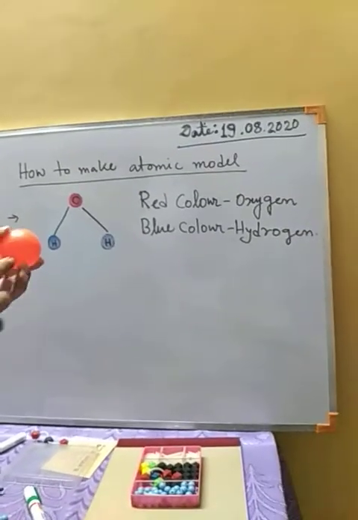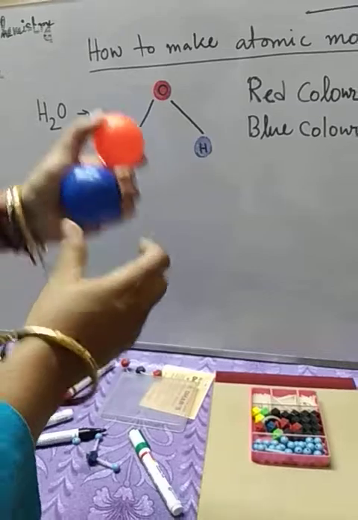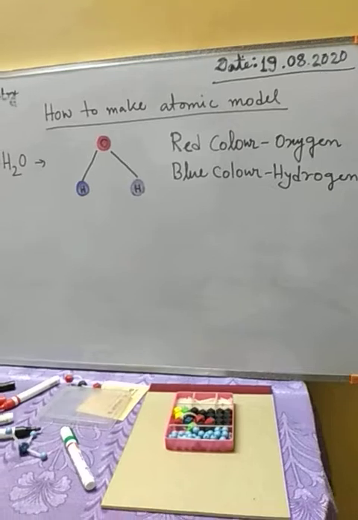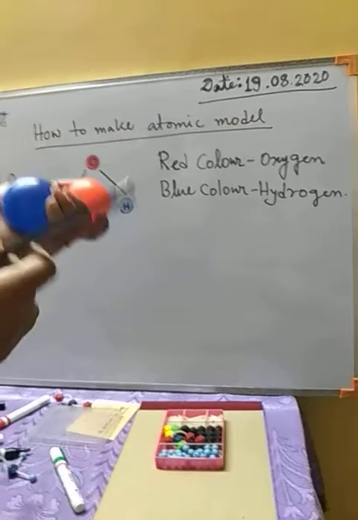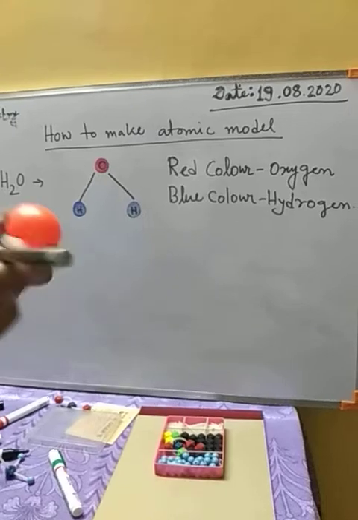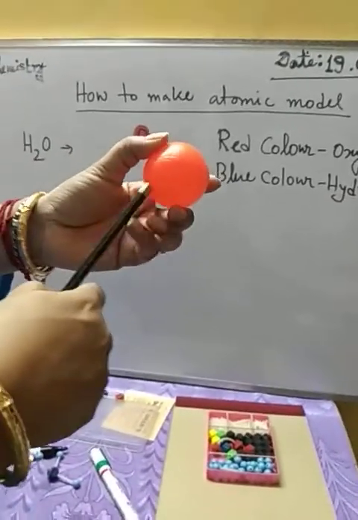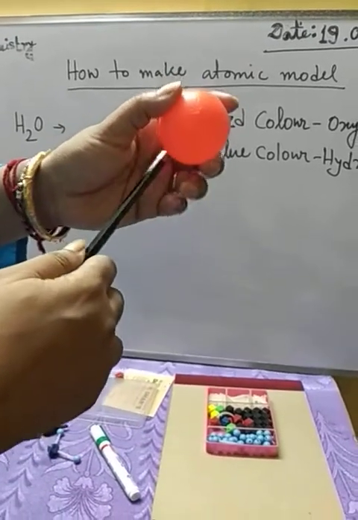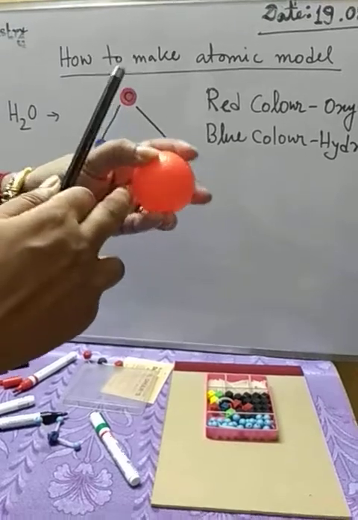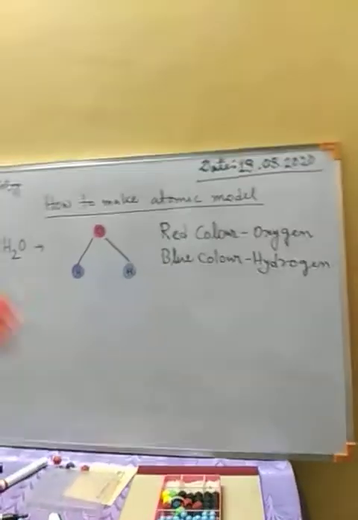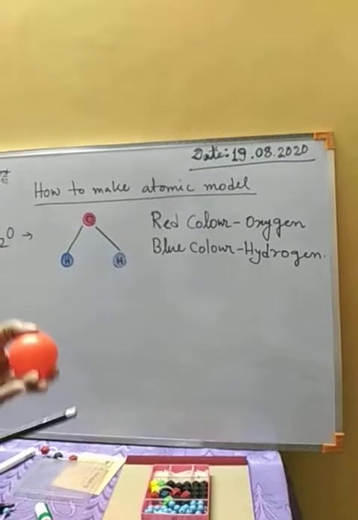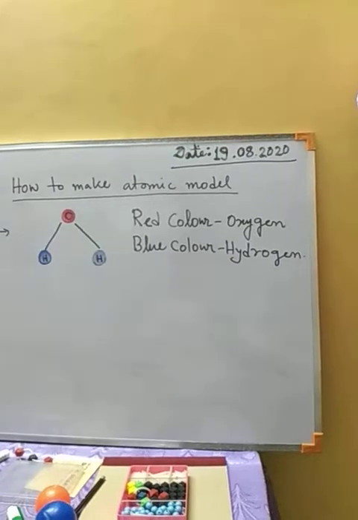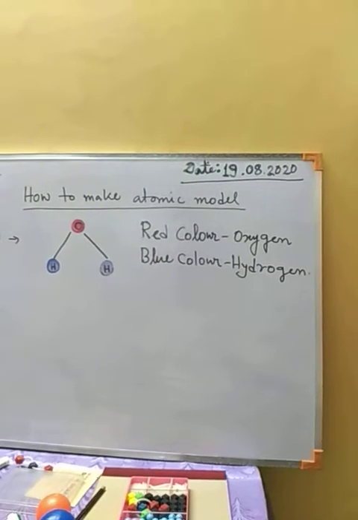Suppose these two are the balls, these two are the atoms, and in between these two you have to make a hole and put a stick. Just like if I take this pencil as a stick, then we have to put it inside in this manner so that it can get attached properly. So you have to make a hole in the plastic ball, or you can use newspaper, which is available at your home.